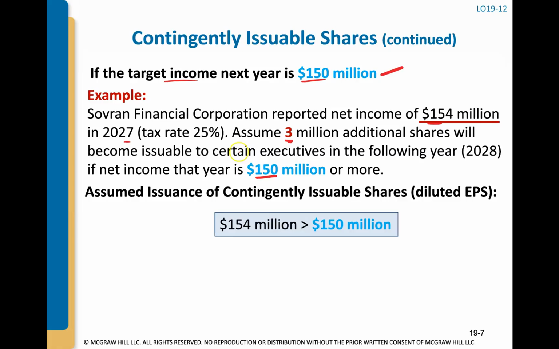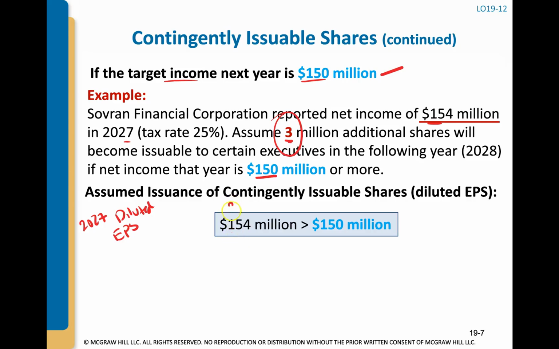So now we're working on the 2027 diluted earnings per share to determine should we include these additional 3 million shares in our denominator, right? Because they might be issued, they might not. So if the target has already been met, then we're going to include them in our diluted EPS.